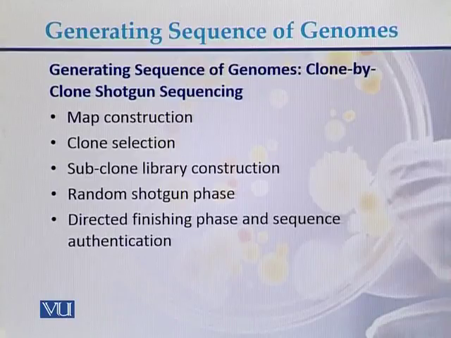In clone by clone shotgun sequencing, the first step was map construction, then clone selection, then the third step was sub-clone library construction, the fourth step was a random shotgun phase, and the last step was the directed finishing phase and the sequence authentication. So these were the different steps used for generating the sequence of genomes by adopting the strategy called clone by clone shotgun sequencing.